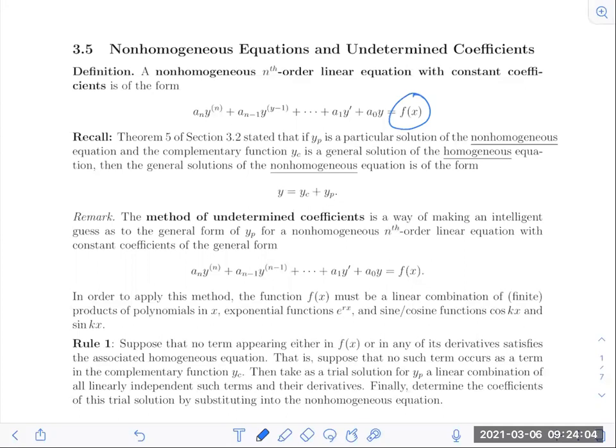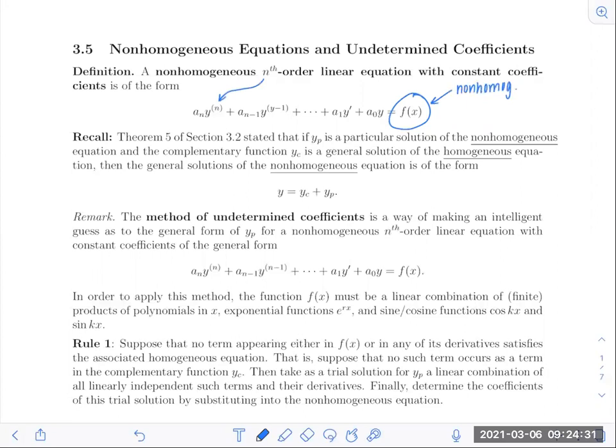In a subsequent video, I will discuss Rule 2, how we solve non-homogeneous differential equations when there is duplication involved. Again, just as a reminder, I have the definition of a non-homogeneous nth order linear equation. The non-homogeneous is referring to the non-zero function f of x on the right. I'm just going to write non-homogeneous over here.